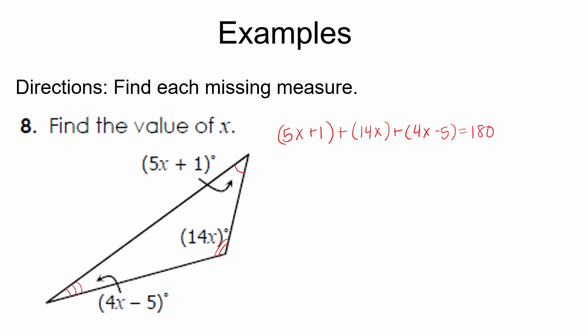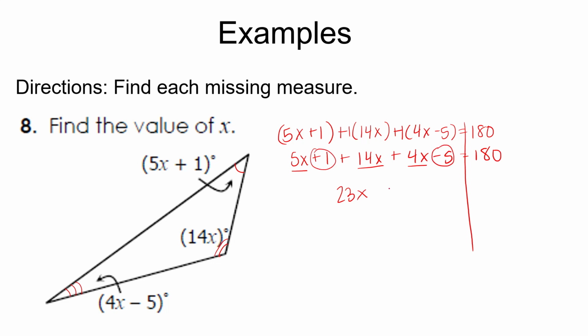Okay, and then from there, I do have parentheses, but I really don't have to distribute anything because all of these parentheses just have invisible ones in front of them. So I can just drop the parentheses. So I have 5x plus 1 plus 14x plus 4x minus 5. All right, next I'm looking for my like terms on the left side of my equal sign. So I've got a 5x, I've got a 14x, and I've got a 4x. So 5x plus 14x is 19x, plus 4x is 23x. And then I see I have a 1 and I have a negative 5 that I can add together. So 1 minus 5 or 1 plus negative 5 is negative 4.